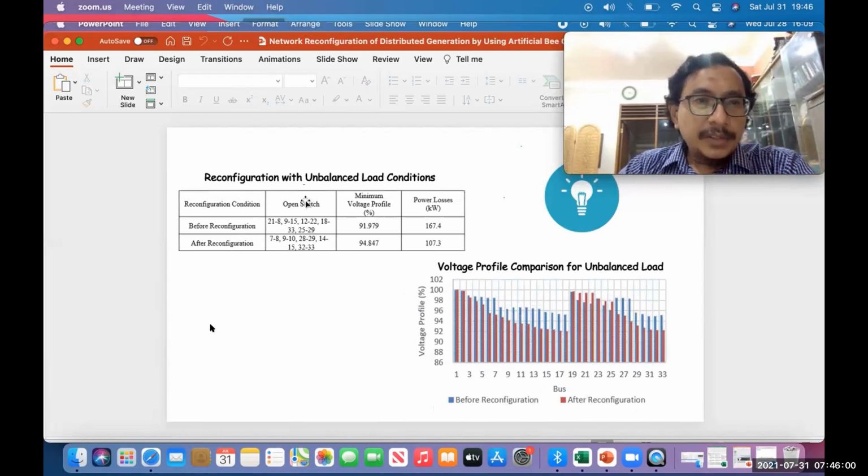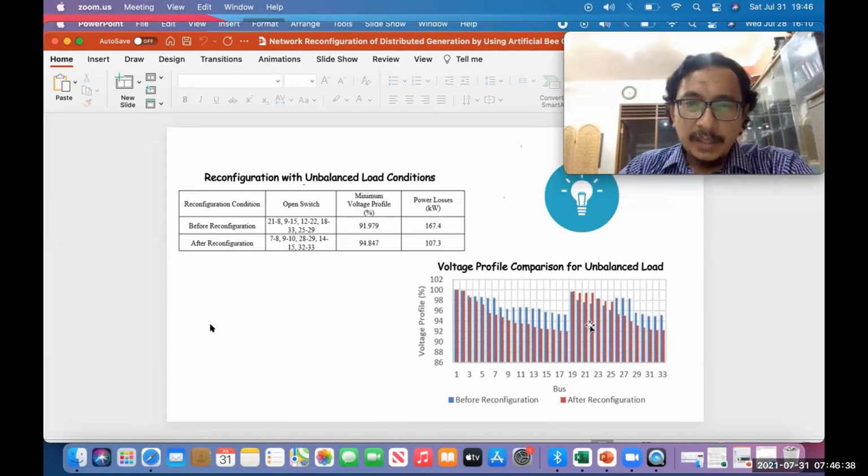Reconfiguration with unbalanced load condition. You can see here, this is for the unbalanced load condition. Before reconfiguration, the minimum voltage profile is 91.979%, and after reconfiguration, the minimum voltage profile is 94.847%. The power loss before reconfiguration is 167.4, and after reconfiguration, the power loss has reduced to around 107.3.